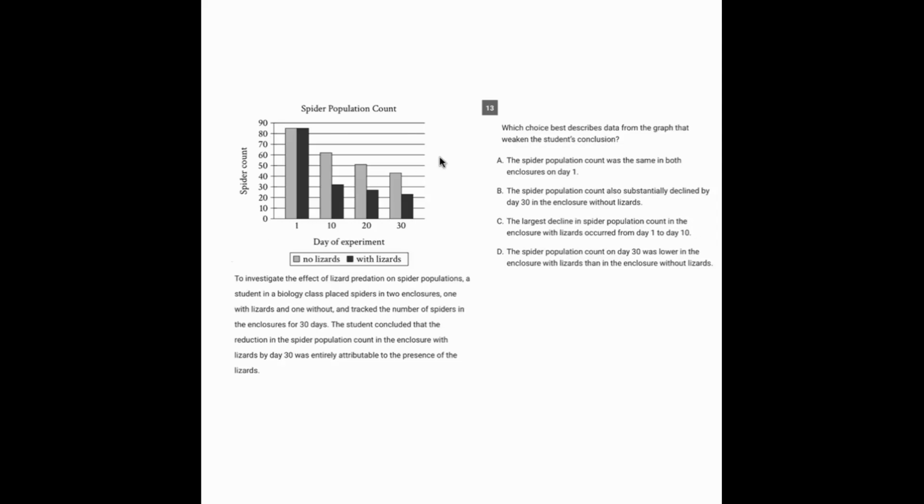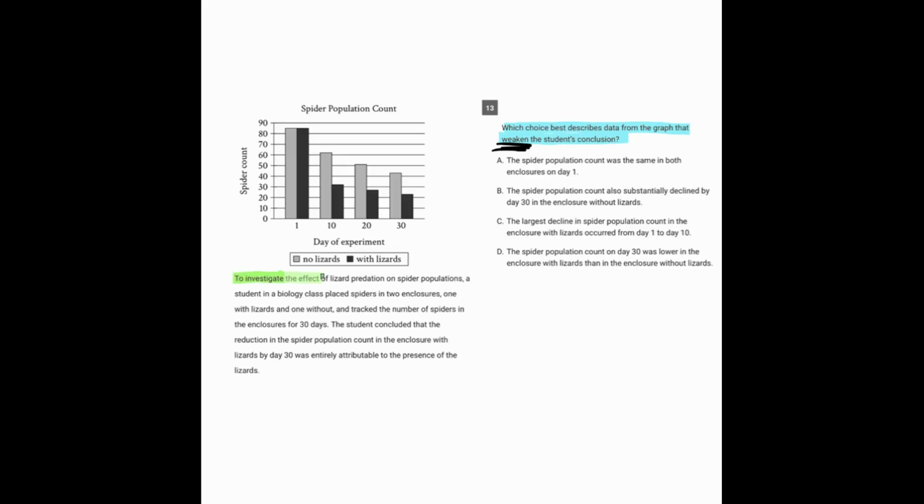Going to question 13, always start with the prompt. Here, the prompt is asking which choice describes data from the graph that will weaken the student's conclusion. So that's really important. We're looking for the wrong answer here. We need to weaken the conclusion that we're seeing. So let's go ahead and start reading the text itself.